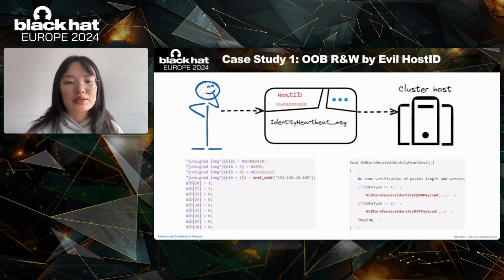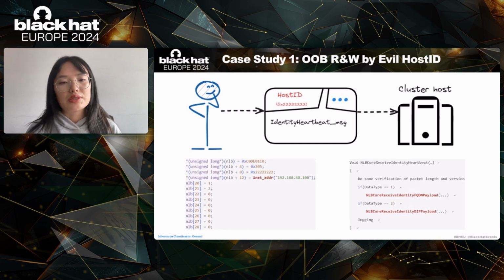So let's guess what happens if the host ID goes beyond this range of 1 to 32. Let's make a special heartbeat packet and set its host ID to a value bigger than 32. Next, let's check the two core processing functions of the identity heartbeat packet: NLB core receive identity FQDN payload and NLB core receive identity DIP payload.